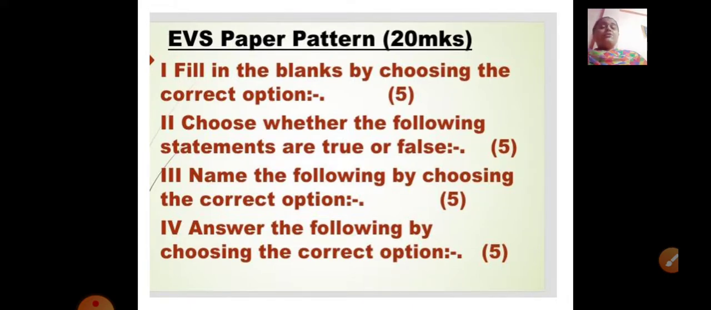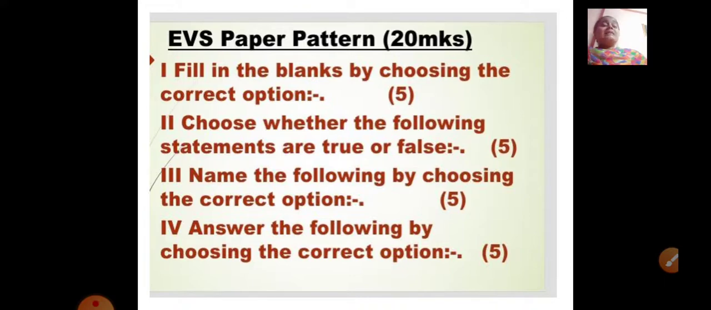Now children, here you are seeing that every head question has options given to you. But don't take it lightly. You have to study thoroughly. You have to go through the revision videos again and again. You have to refer to the notes given to you, and then only you will be able to choose the correct answer. Is that clear?